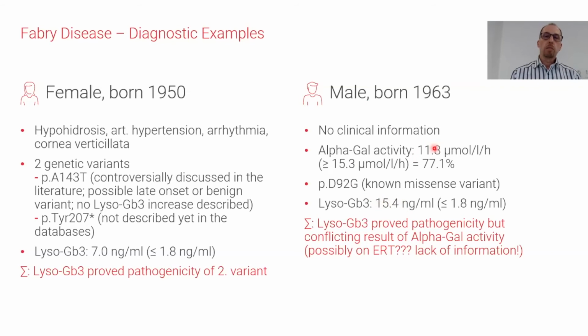How can we explain this high value of alpha-gal activity? Maybe that he has already been diagnosed earlier. Maybe he is on ERT. We don't know. That's why we need clinical information. It's very important for a proper classification, for a proper diagnostic in the patient.